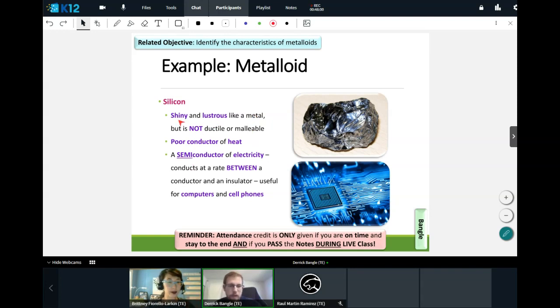So first of all, silicon is shiny and lustrous like a metal, as we can see in this picture. It's a very beautiful sample of the element, but it is not ductile or malleable. So we can't bend it or shape it into wires or bowls or pots. But it is very useful for making materials that are used as semiconductors. All that a semiconductor means is that it conducts electricity at a rate between a conductor and an insulator. So it's very easy to control the rate at which electrons travel on a circuit board made of silicon.